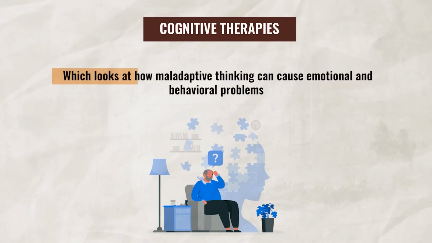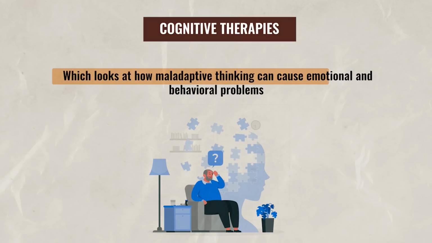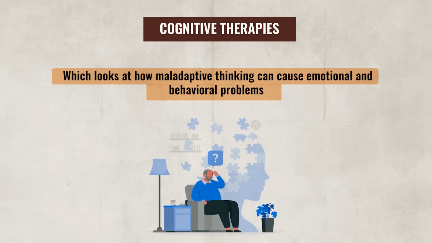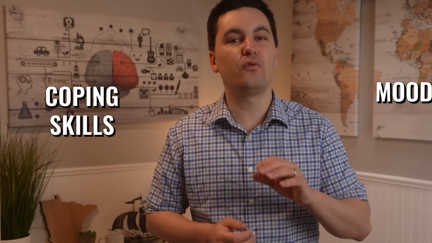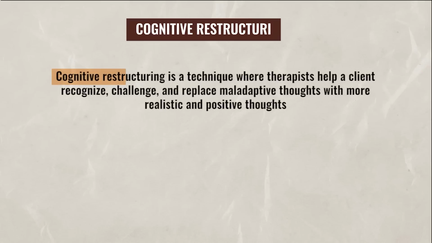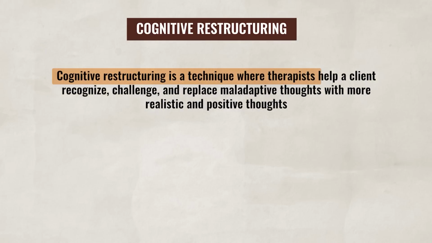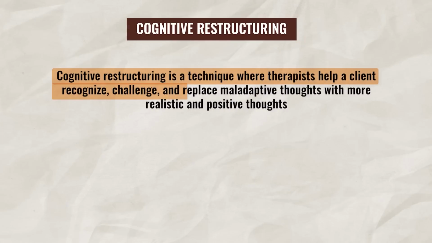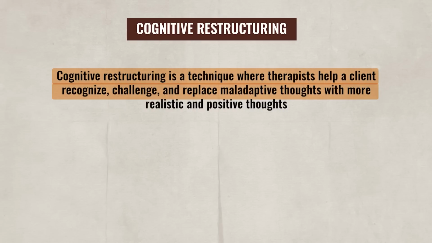Up next, we have cognitive therapies, which look at how maladaptive thinking can cause emotional and behavioral problems. Cognitive therapies focus on identifying negative or distorted thoughts and irrational beliefs. Once maladaptive thoughts are identified, therapists will use cognitive restructuring to help improve an individual's mood, coping skills, and overall mental health.